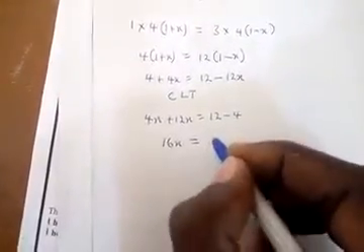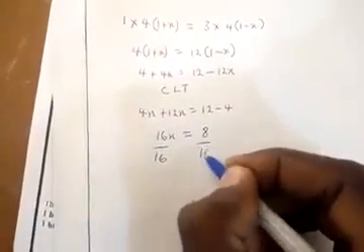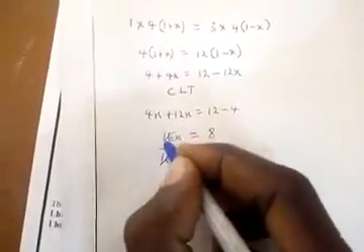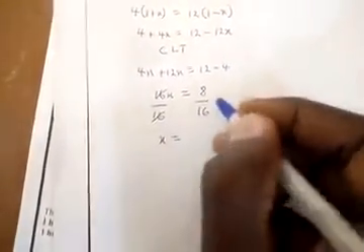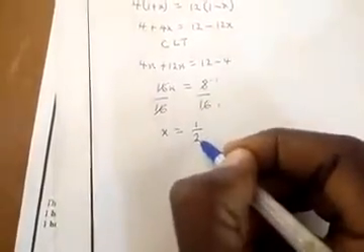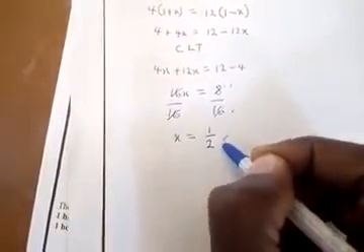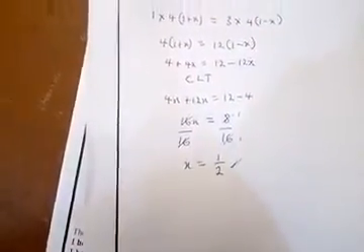12 minus 4, that's 8. Okay, so I'll divide both sides by 16. Divide here 2 by 16. This 16 and this 16 will cancel. I'll be left with x is equals to 8 here is 1, 8 here is 2. So my x becomes 1 over 2. That becomes your final answer. Okay, so that is that.